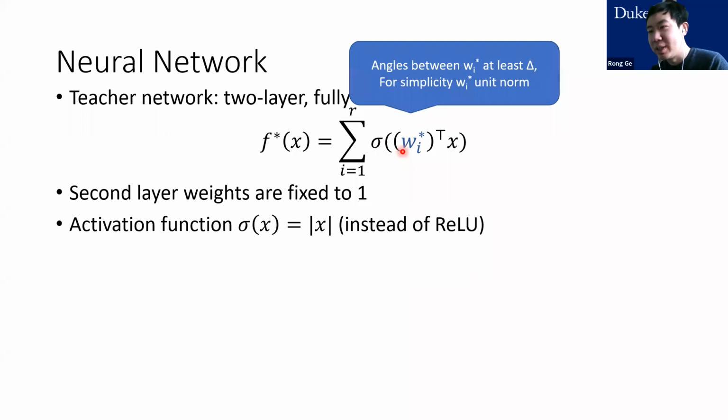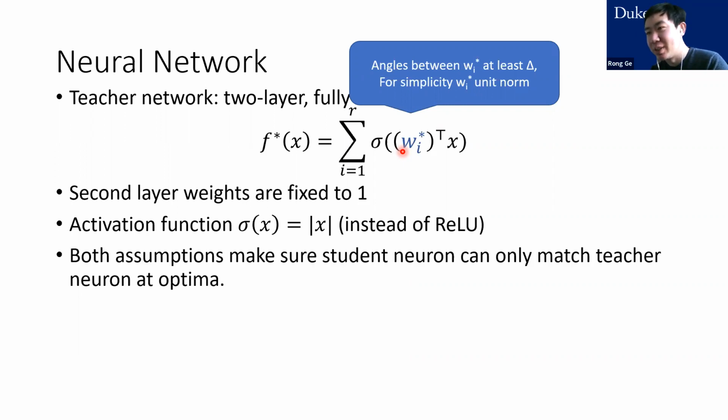We are using an activation function that's the absolute value function instead of the more traditional ReLU function, or more popular ReLU function that's used in practice. And this is for some technical reasons. Both of these two assumptions, the fact that second layer weights are fixed to 1 and we use absolute value activation function, is to make sure that we have this property that at a global optimal solution, a student neuron can only match a teacher neuron in direction.